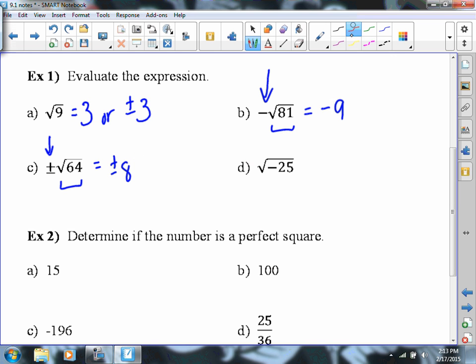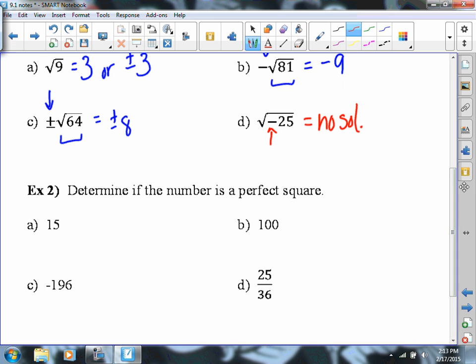But now when you have a negative inside the square root, that's a problem. That's where you have no solution. So you cannot take a number times itself to get a negative 25. Okay, so I'll have some problems like that in your homework where they just want you to pay attention to the signage out front of the radical.